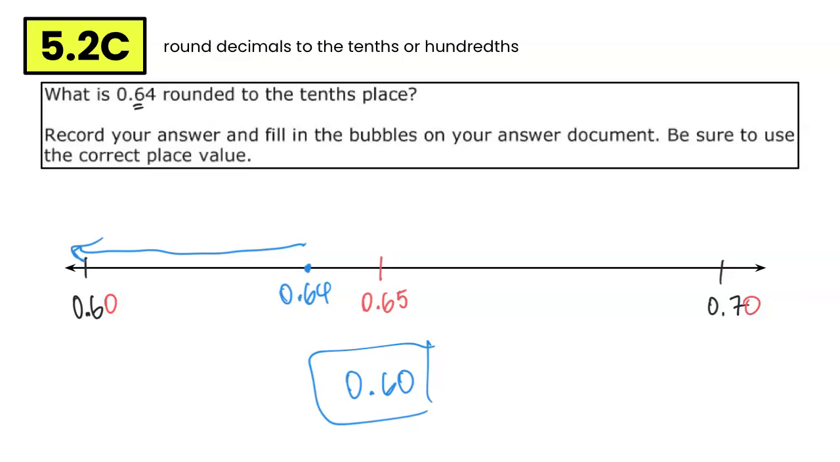And so if you want to introduce the shortcut here, that's perfectly fine as well. But we don't want students just skipping to the shortcut and not thinking through the visual aspect of this problem. And of course, that shortcut would be where if we're rounding to the tenths place, we're going to look at the digit after that. Because that number is 4 or less, we know that the number is going to round down to 0.60.